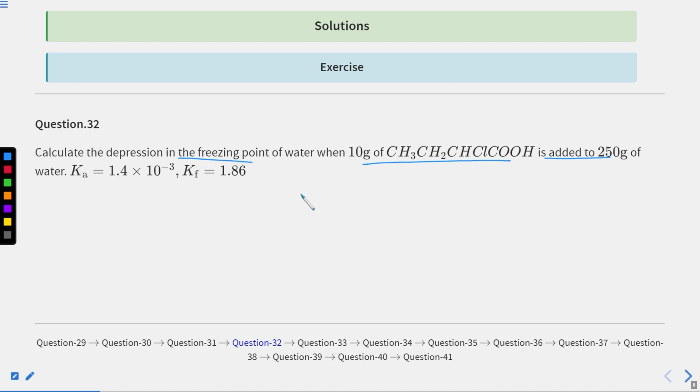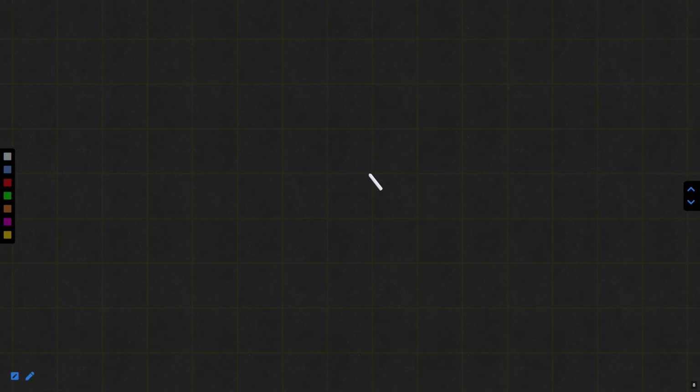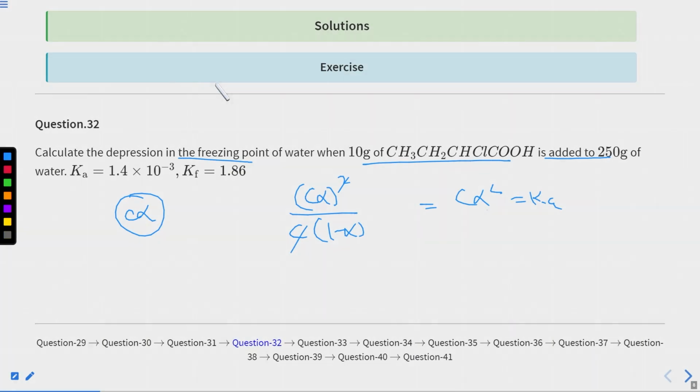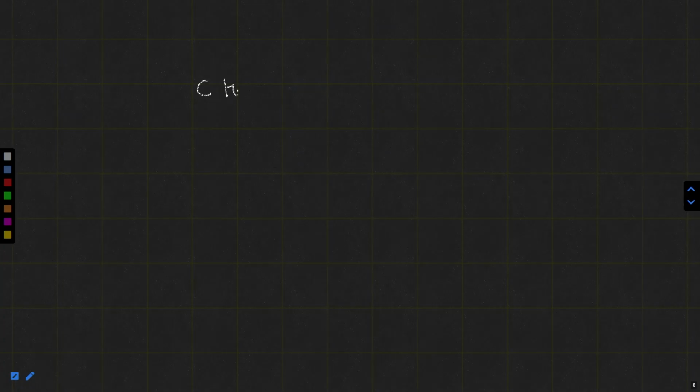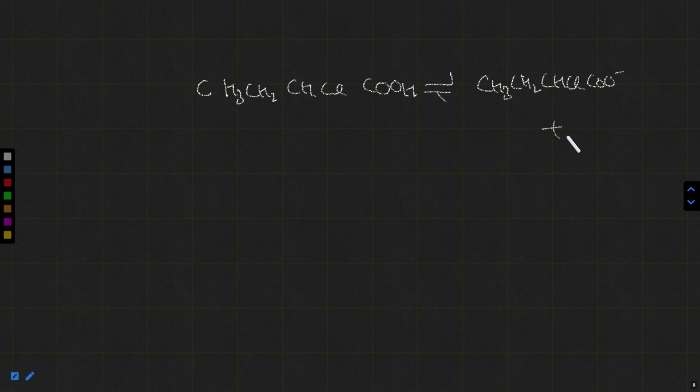So if you remember the formula for equilibrium, it is C alpha square by C into 1 minus alpha. C cancels, so it would be C alpha square is equal to Ka. So this is our Ka, and C alpha is the concentration of your acid. So let me solve it for you. So we have the formula as CH3CH2CHClCOOH. If it is ionized in water, then it will form ions, so this will be the result of partial ionization.